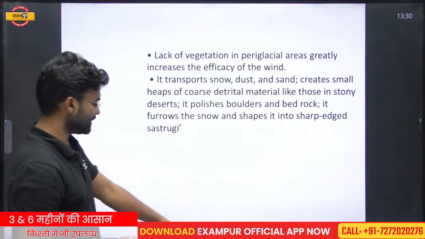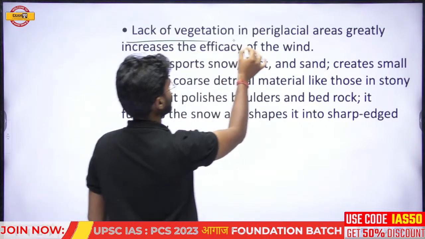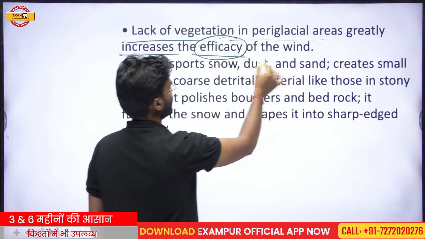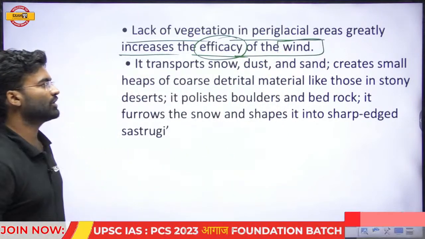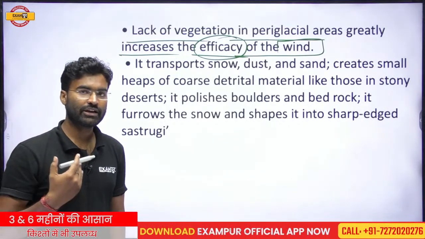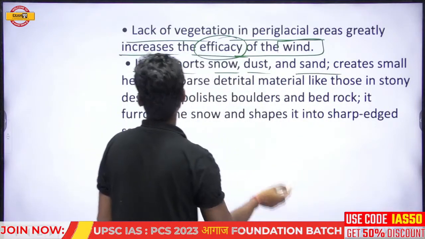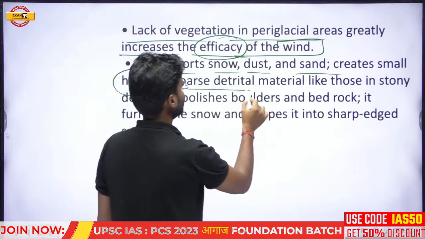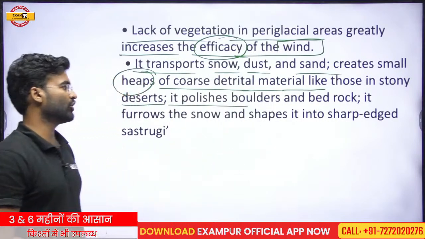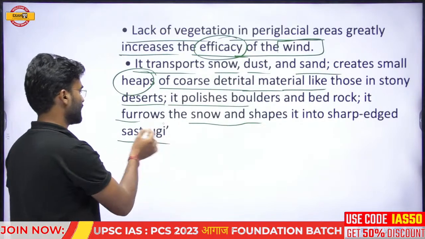So the next factor which is responsible: lack of vegetation in the periglacial areas greatly increases the efficiency of the wind. So in periglacial areas, where the vegetation is low, the speed of the wind is high. The transported snow, dust, and sand create small heaps of coarse detrital material like those in stony desert. It polishes boulders and bedrocks. It furrows the snow and shapes it into sharp-edged sastrugi.